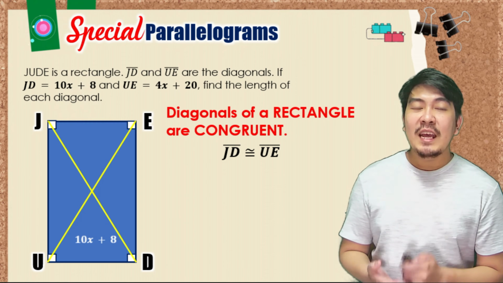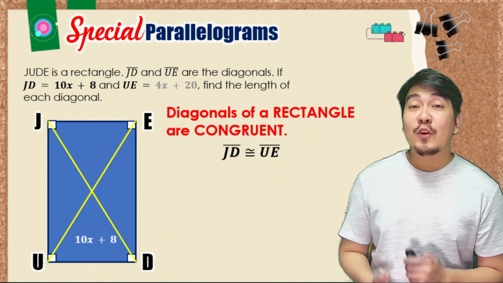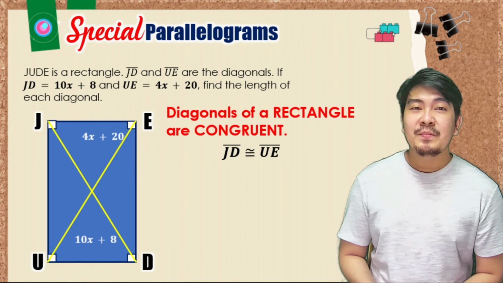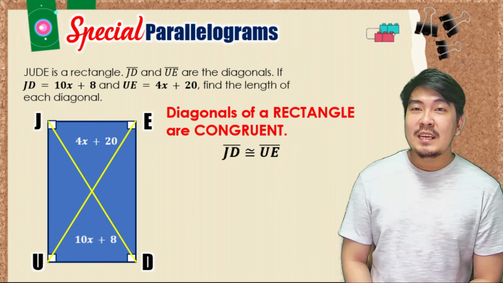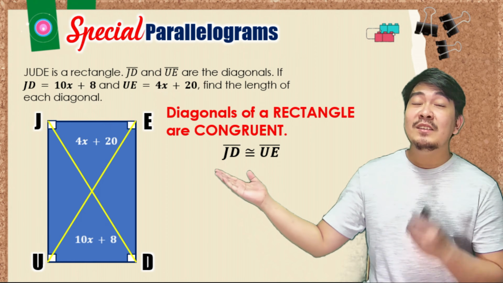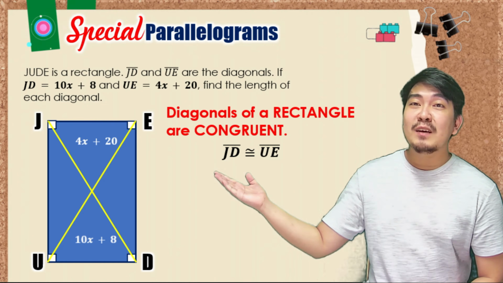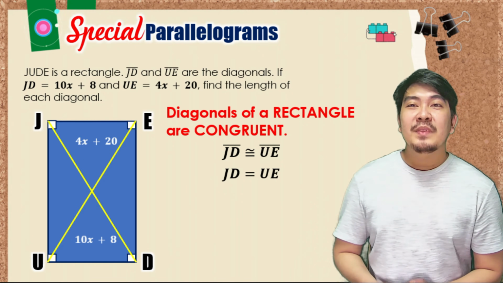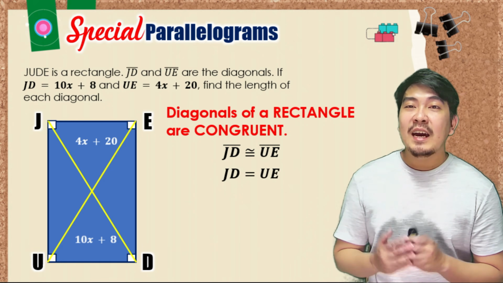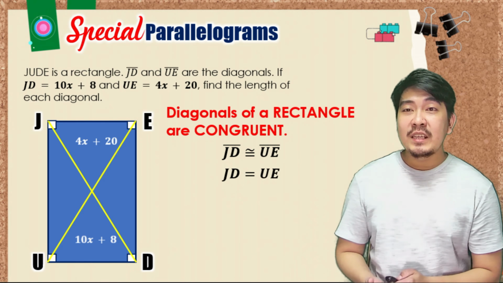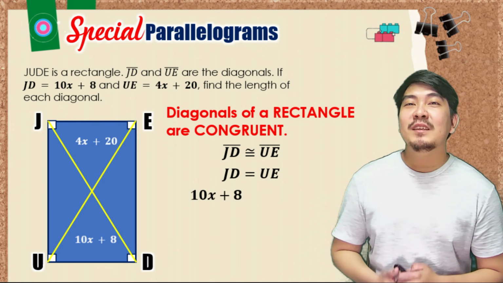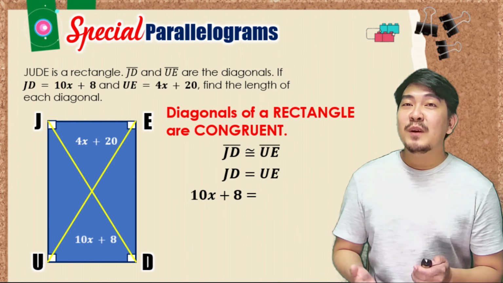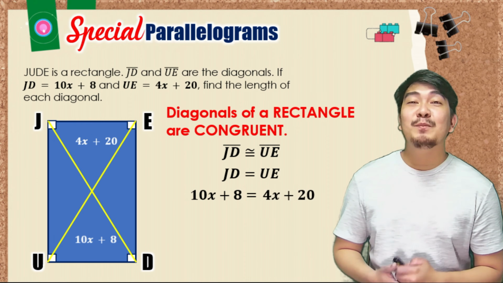There, we have 10x plus 8. And then for UE, the measure will be 4x plus 20. So out of this statement, since segment JD is congruent to segment UE, we can say that their measures are equal. So substituting the expression for JD, that will be 10x plus 8 is equal to the expression for UE, that will be 4x plus 20.